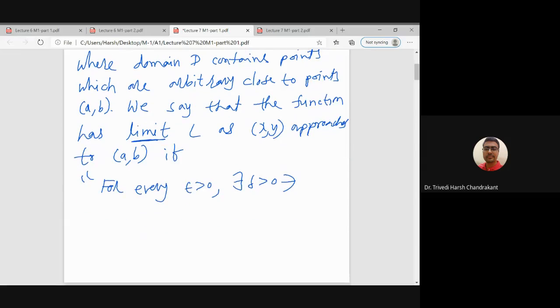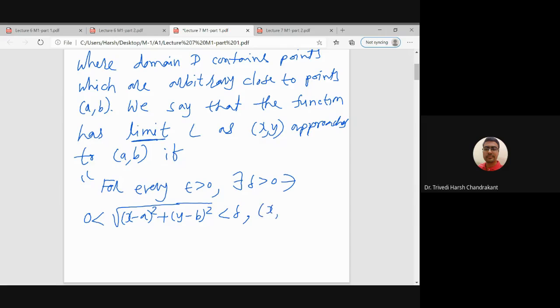This was there earlier also in the one variable case. In the one variable case, what we had is 0 less than modulus x minus a less than delta. That thing we need to generalize here for two variables. That is basically the distance of x and a was less than delta. Instead of that, we will get the distance of (x, y) and point (a, b) is less than delta. So that means the condition is 0 less than square root of (x minus a) squared plus (y minus b) squared, less than delta.